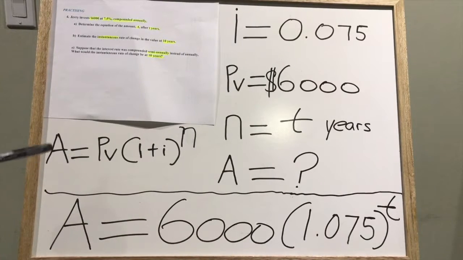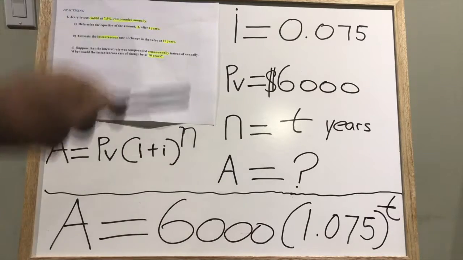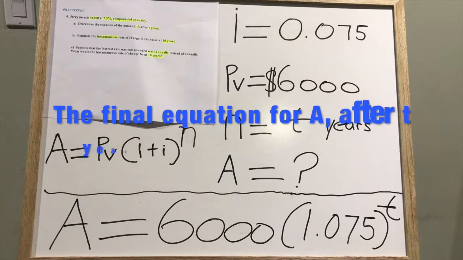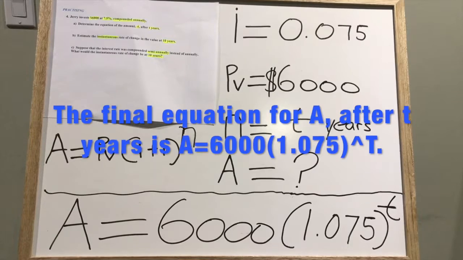Now using the model provided here, we will sub in these values to determine a specific equation for this question. It is important to note that when subbing in I, it is added to 1, as this investment is growing in value. Any number under 1 would create a model for an investment that is decreasing in value, which is not a great investment at all. After subbing in these values, you are given a final equation of A equals 6,000 times 1.075 raised to the exponent t.